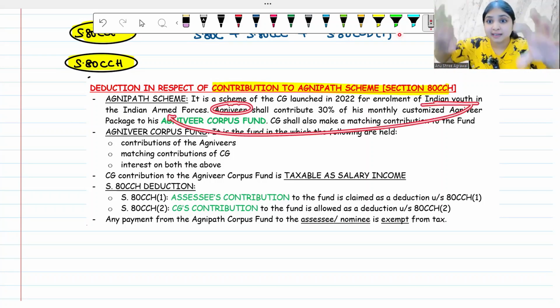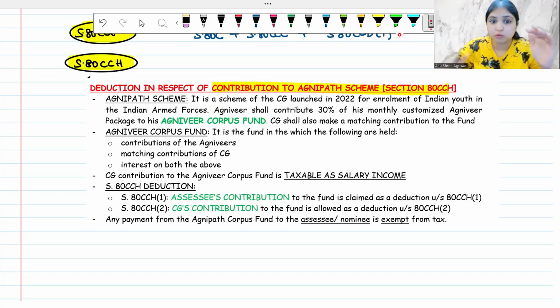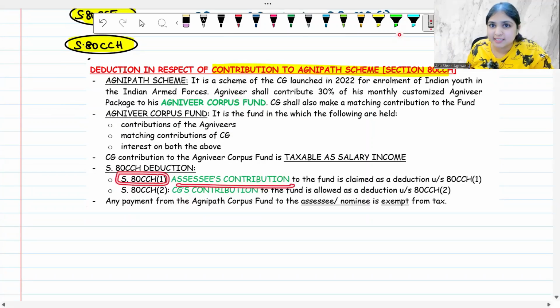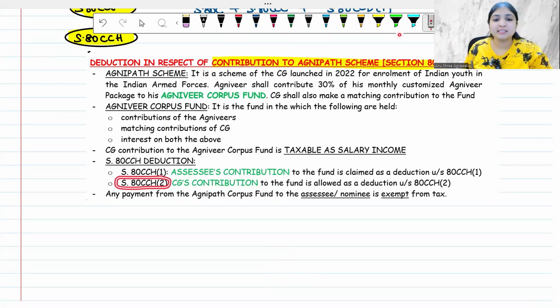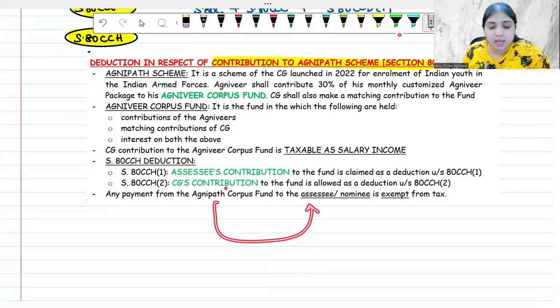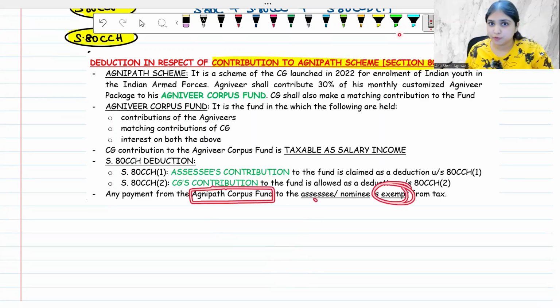The Agniveer and the central government both will contribute. Now listen. Whatever is the Agniveer's own contribution, that will be eligible for 80CCH deduction. Whatever is the central government's contribution, that will be eligible for 80CCH subsection 2 deduction. Later, whatever money is received from the Agnipath Corpus Fund, that's going to be fully exempt from tax.